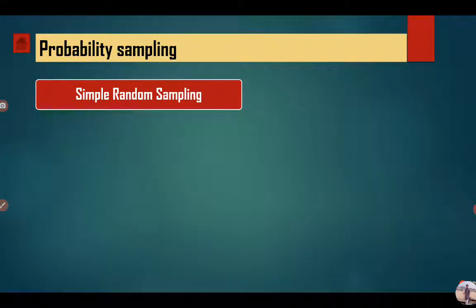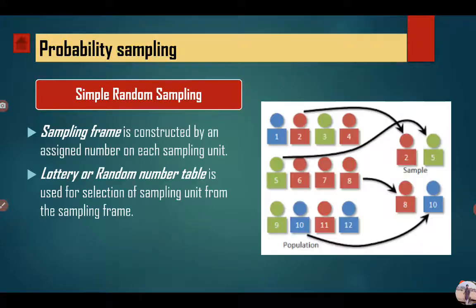Among probability sampling techniques, the most important and most commonly used is the simple random sampling technique, and this is usually done in the case of a small homogeneous population or an easily accessible population. In simple random sampling, first the population is numbered to form a sampling frame.